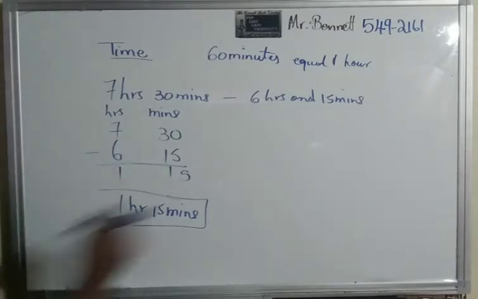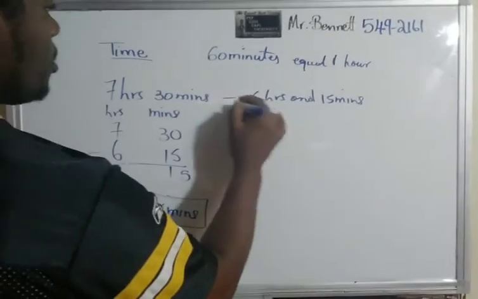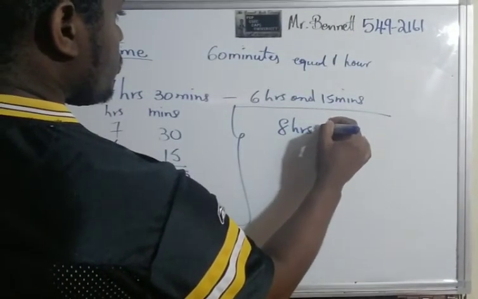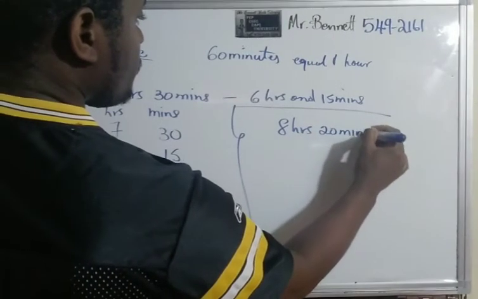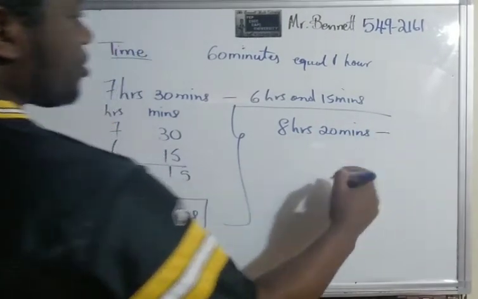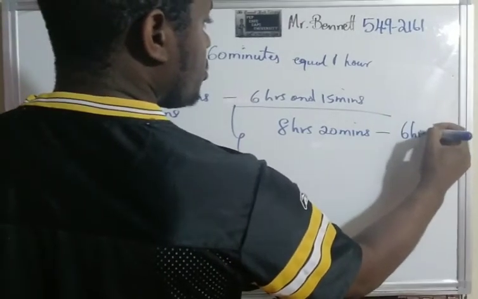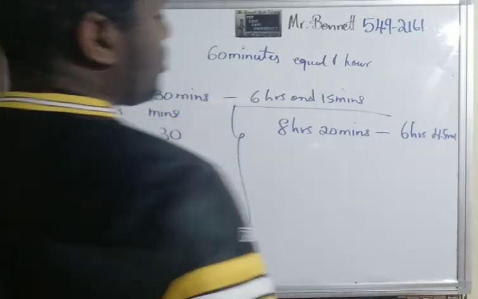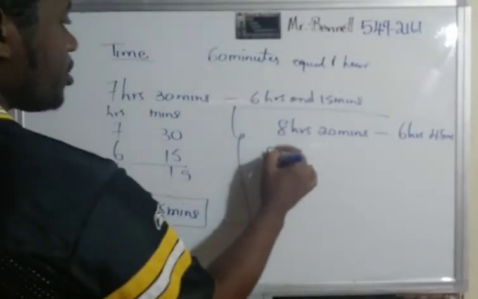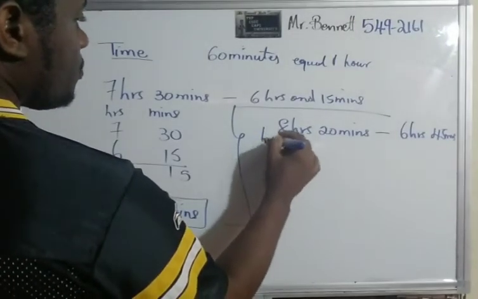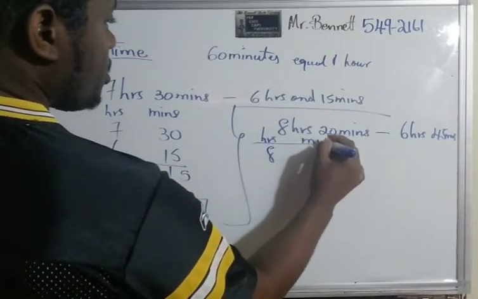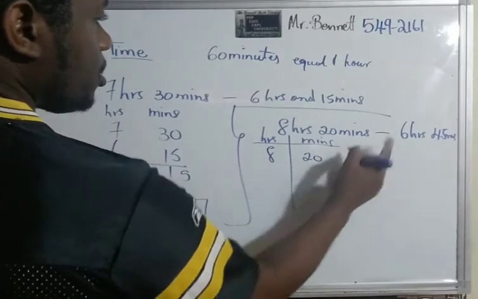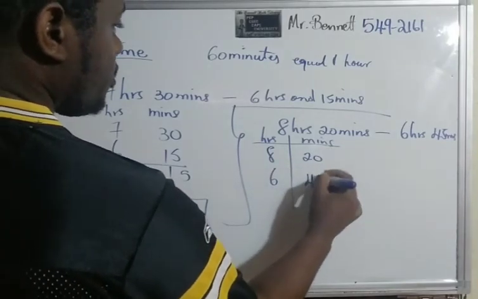Let us look at a more complicated one where it's not as comfy as this, right? Let's say we had 8 hours 20 minutes minus 6 hours 45 minutes for argument's sake. Alright, so we do the same thing, guys. 8 hours, we put hours, minutes. So this is 20 minutes, and this is 6 and 45.